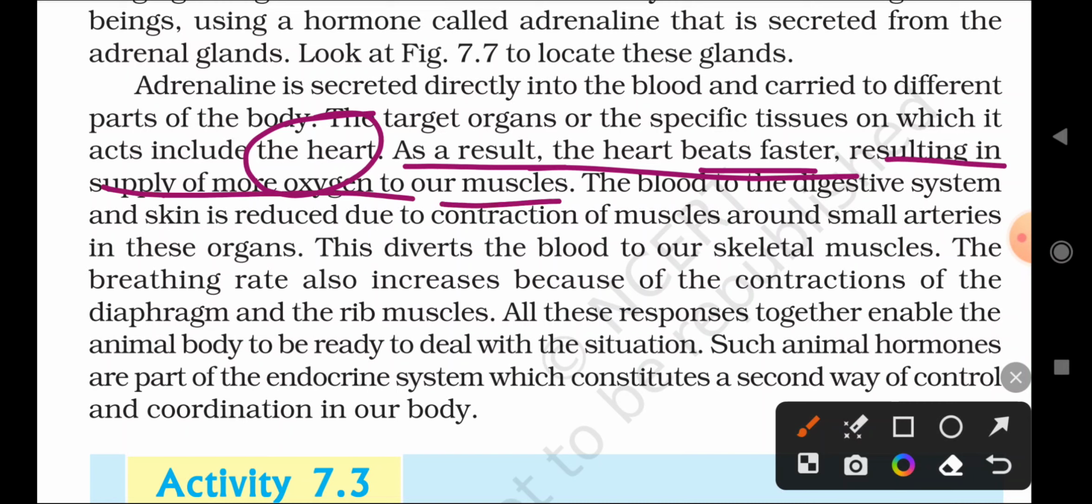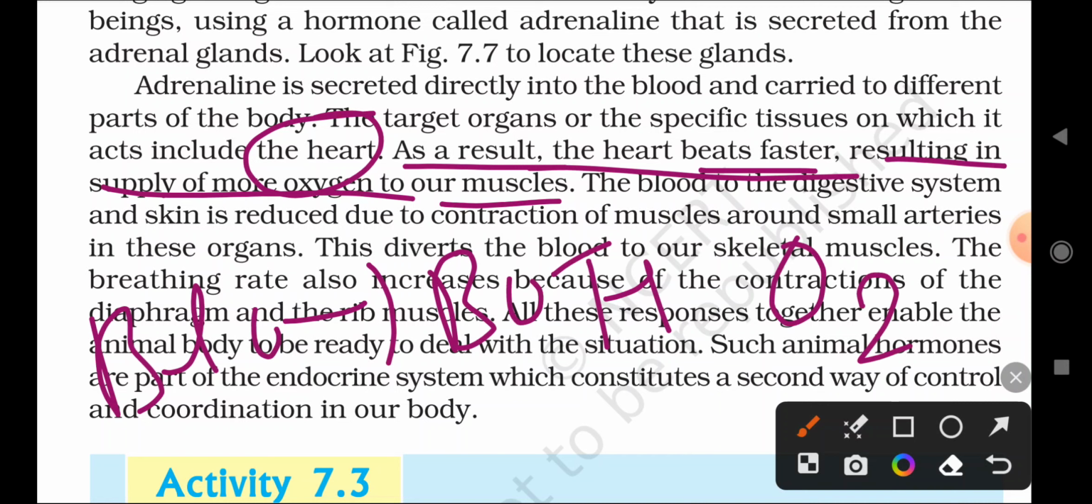Okay, adrenal hormone is secreted into the blood, and the blood passes through all the body parts, to a target tissue or a specific tissue called the heart. Due to the adrenal hormone, the heartbeat becomes much faster, which means the requirement of oxygen also becomes more in the muscles.